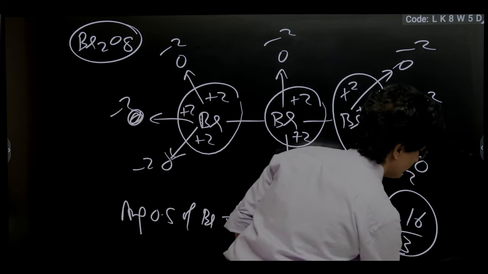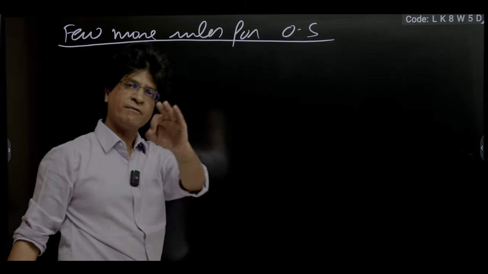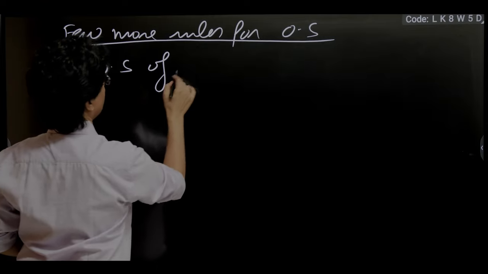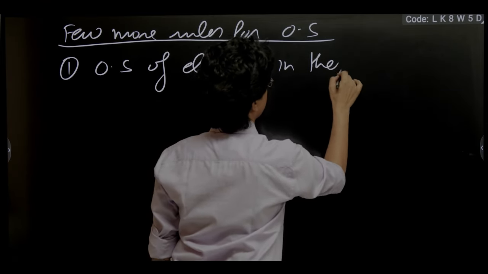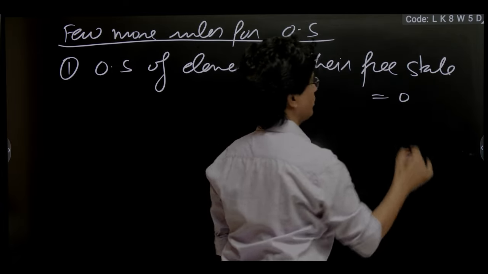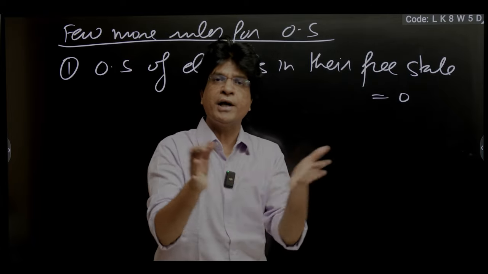Okay, now let's move further and do a few more rules for oxidation state, or you can say oxidation number. These are very important. The first one is that the oxidation state of elements in their free state is taken as 0. What do you mean by free state? Their naturally occurring state, or in which they are not bonded.